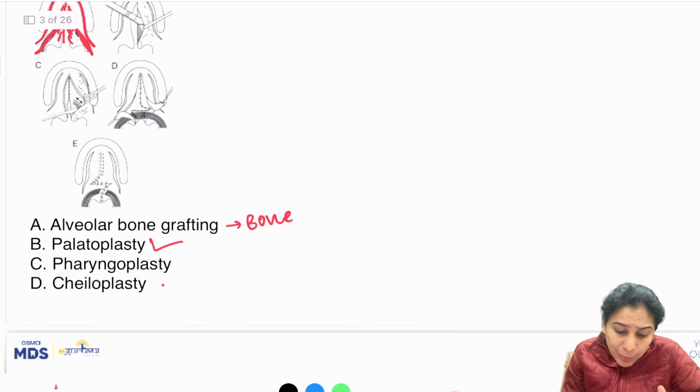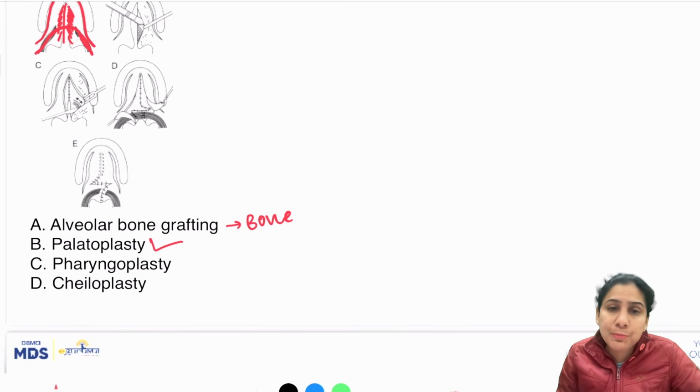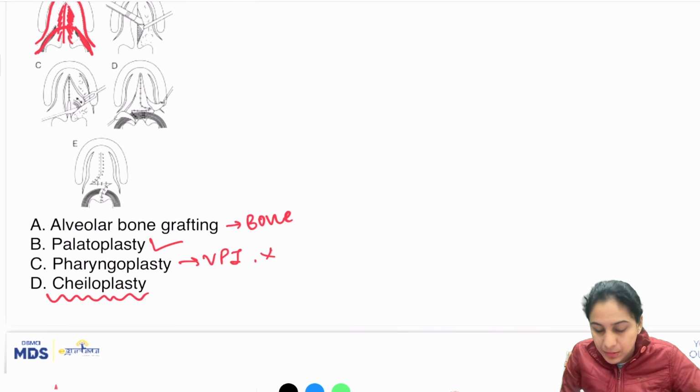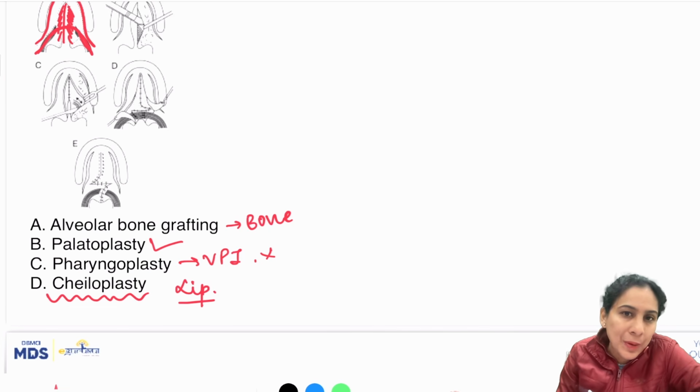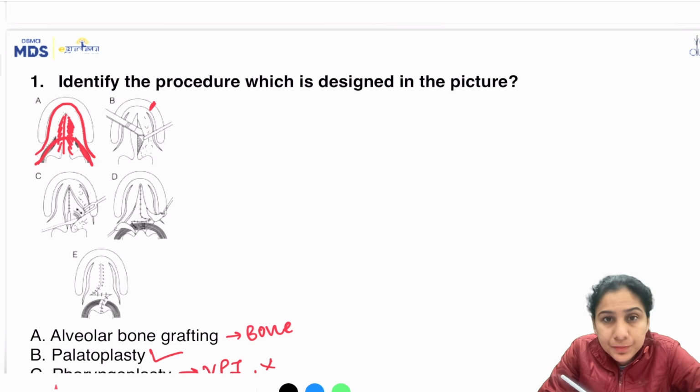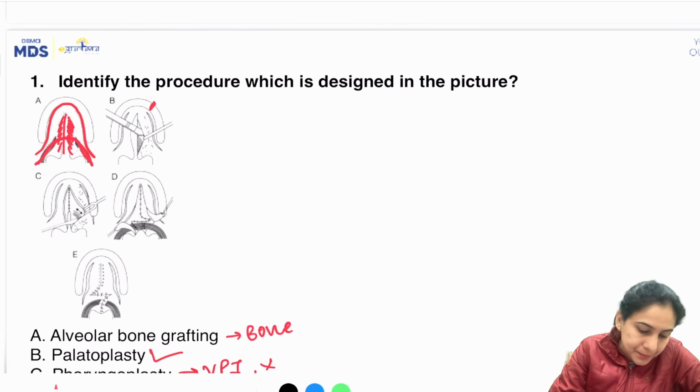Is it pharyngoplasty? Pharyngoplasty is a procedure done in the pharynx, usually for velopharyngeal incompetence. So, no, this is not pharyngoplasty. Is it cheiloplasty? Now, what is cheiloplasty? Cheilos means lip. So the surgery for cleft lip is known as cheiloplasty. If there had been a cleft lip, it would have been somewhere here. So this is clearly a case of palatoplasty.